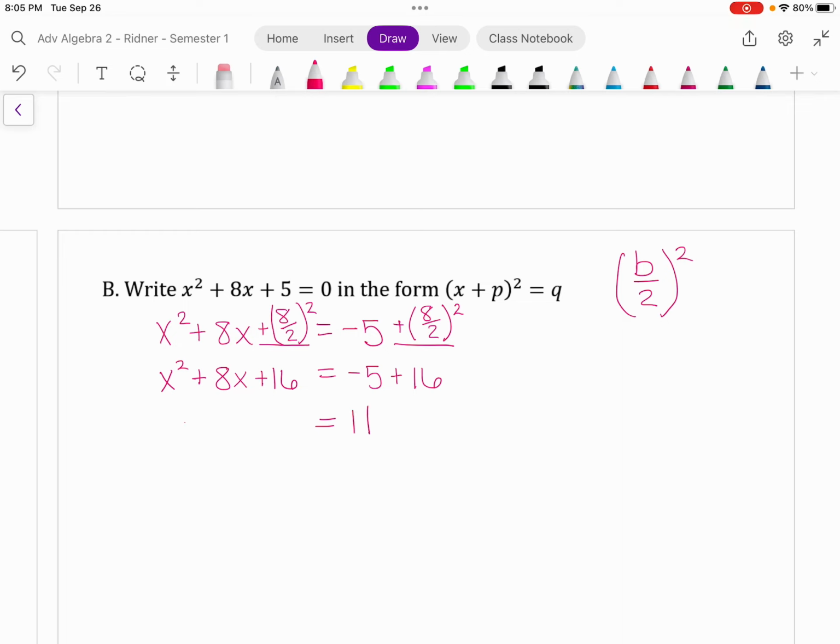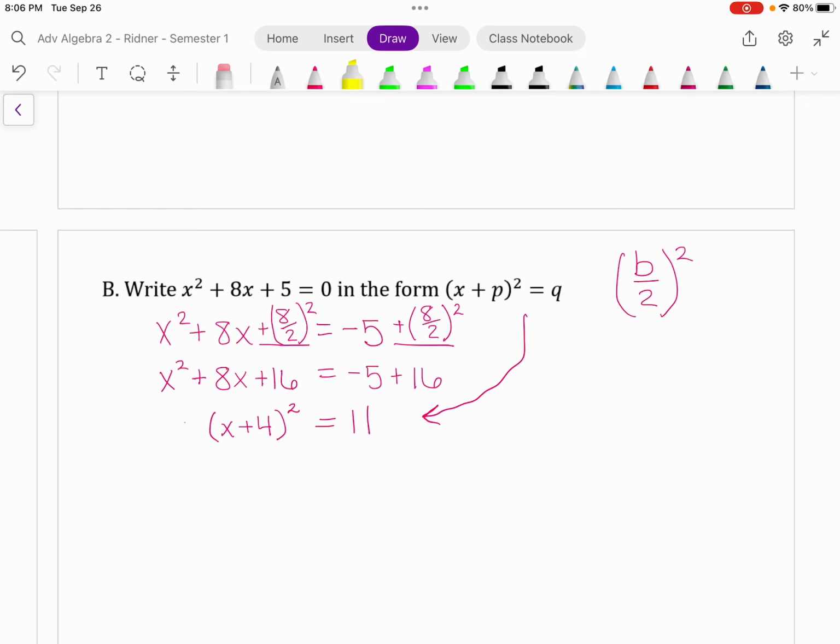And now this factors. If I think about what multiplies to get 16 but adds to get 8, that's 4 and 4. So x plus 4 times x plus 4 is how that factors, or in this case, x plus 4 quantity squared. Part B is actually just asking, what is the form? Here's the form. If you want to challenge yourself and try to solve for x like we did in the previous video, feel free, but we have done what we need to do here.